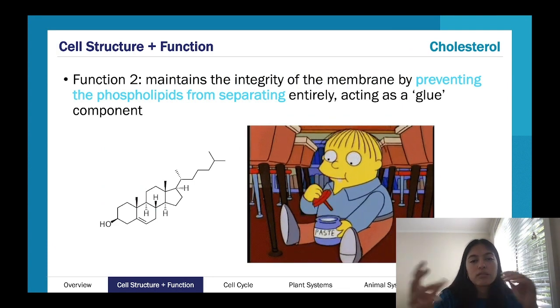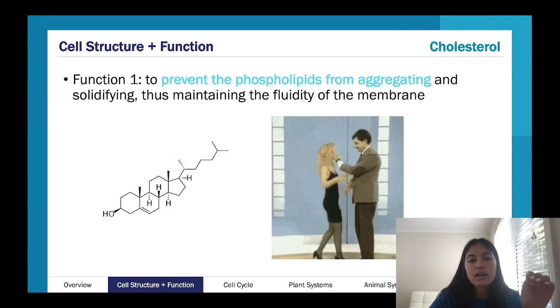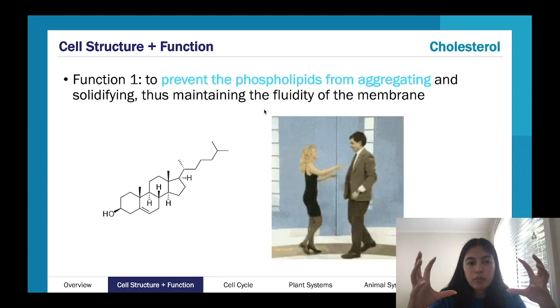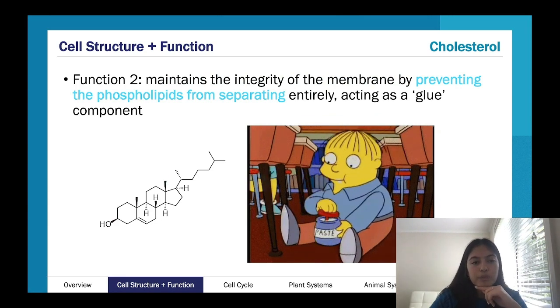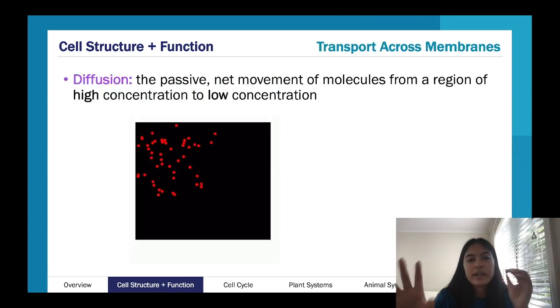Also got this idea of forming a glue. So you can see here, preventing them from becoming too rigid, preventing them from becoming too loose. Okay, so here is where I guess the money is.